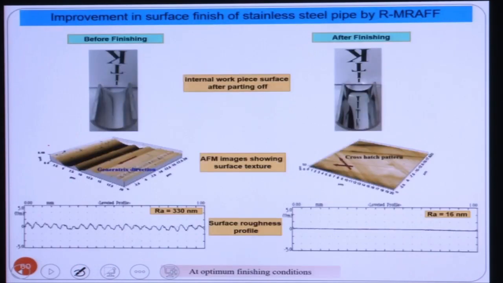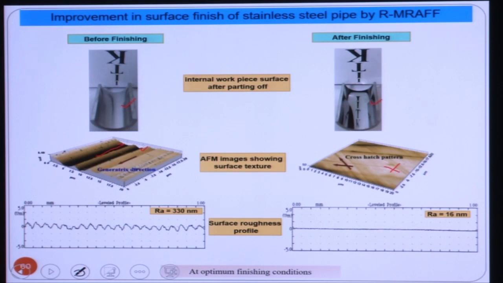So this is the initial workpiece surface, and this is the final workpiece surface. You can see after polishing we achieve this kind of mirror finish surface. In the initial workpiece surface, these kinds of surface undulations are there, these are the genetics marks. And after polishing, you can see this kind of cross-hatch pattern is generated.